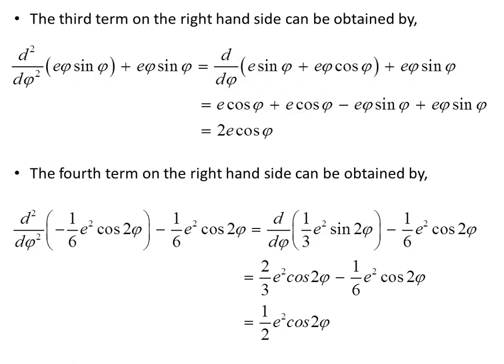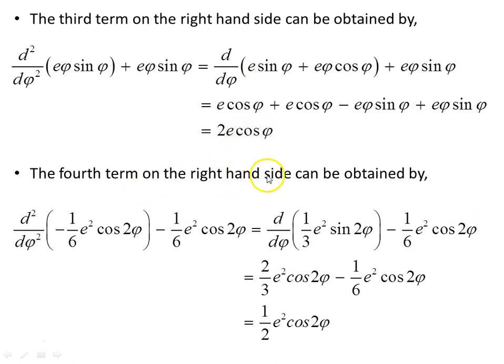Differentiate that again, because we just want to differentiate this in the parentheses twice. When we do that, we end up with e cos phi plus e cos phi minus e phi sine phi plus e phi sine phi. The two end terms cancel out, and these two sum to give us 2e cos phi. And that was the third term on the right-hand side on the previous slide.